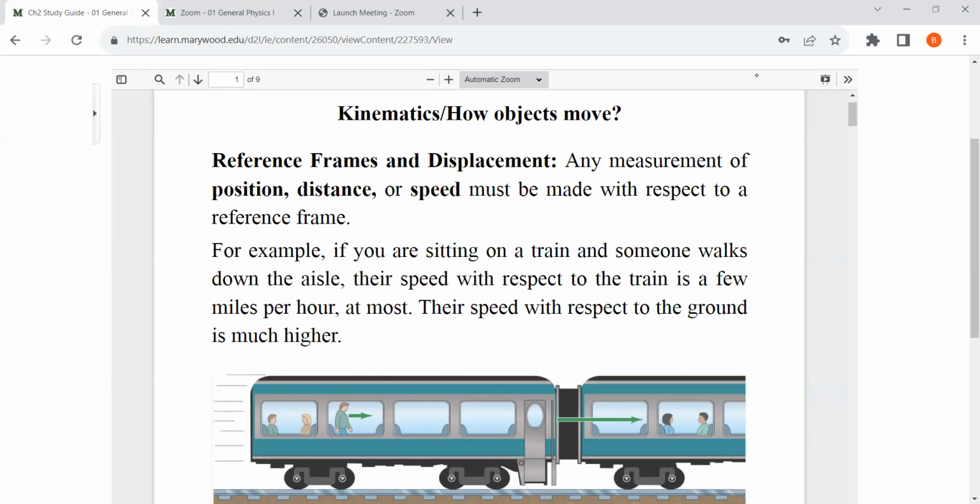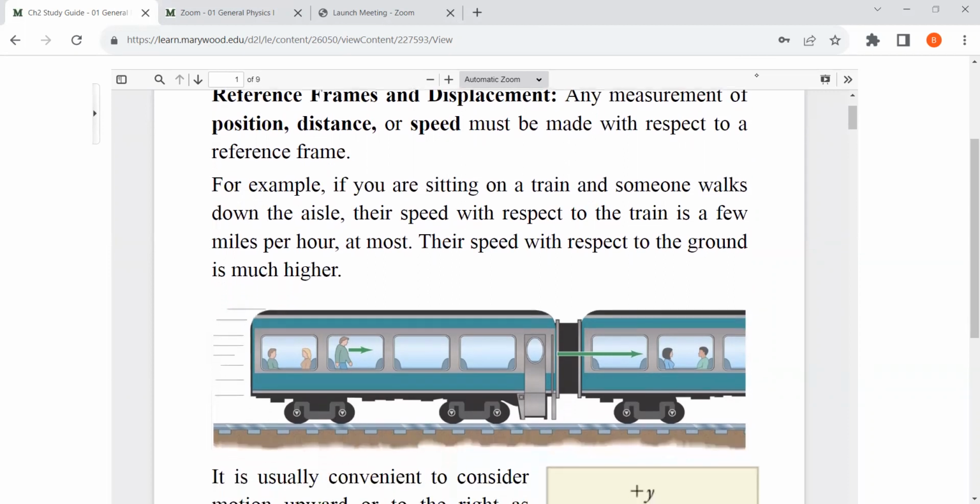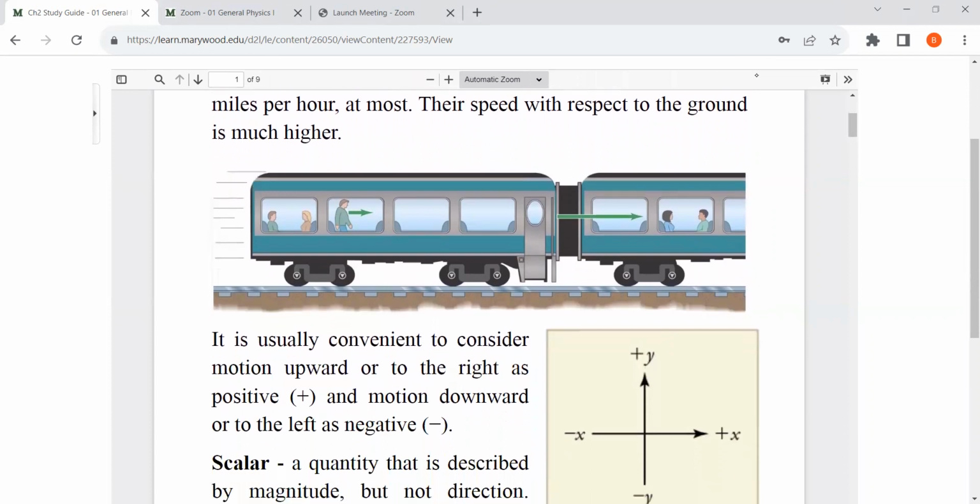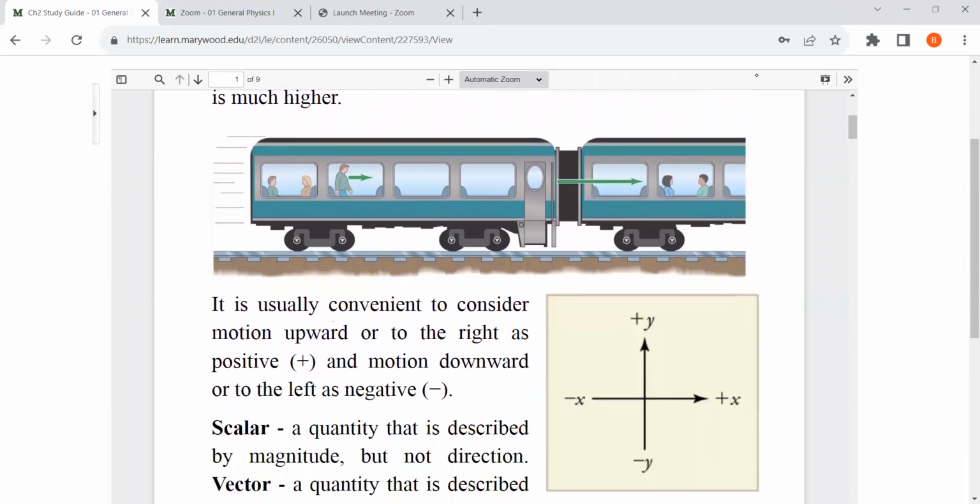Okay, the first thing we need to understand is reference frame or reference point. So what is a reference frame or reference point? We need it to measure, for example, distance. To measure some quantities we need some reference frame or reference point.